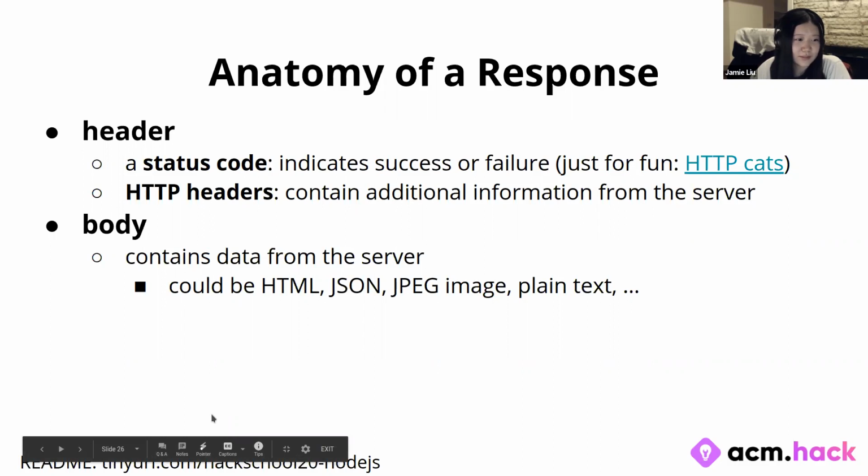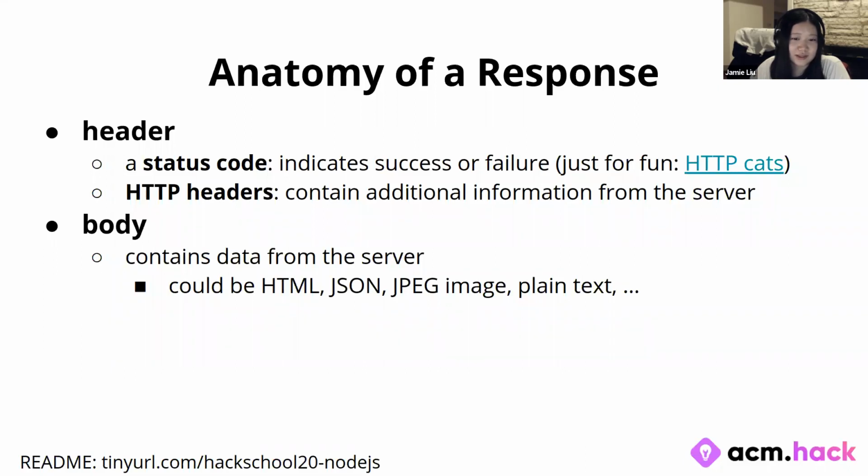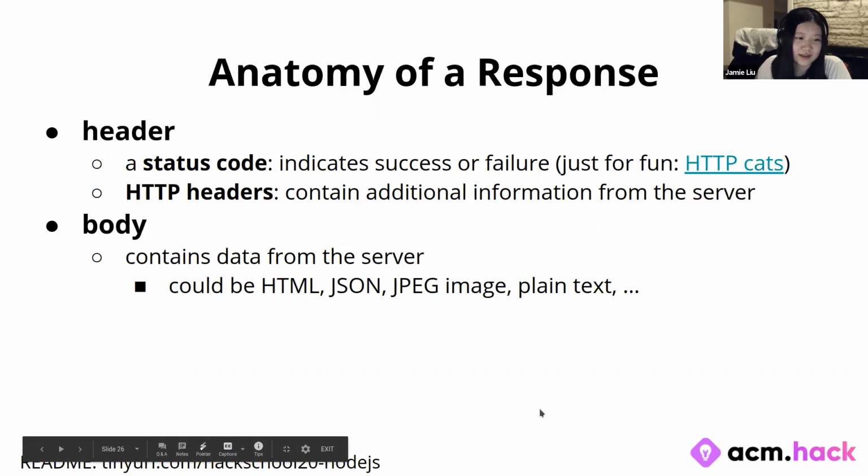Now for a response, the body is also really important. So it'll contain the data from the server. So if you made a GET request from the client, then in the body of the response, usually you'll just have the data that you requested from the server. And this can be in a whole bunch of different formats like HTML, JSON, a JPEG image, plain text, and a whole bunch more. So can you click on the HTTP cats thing so we can take a look?